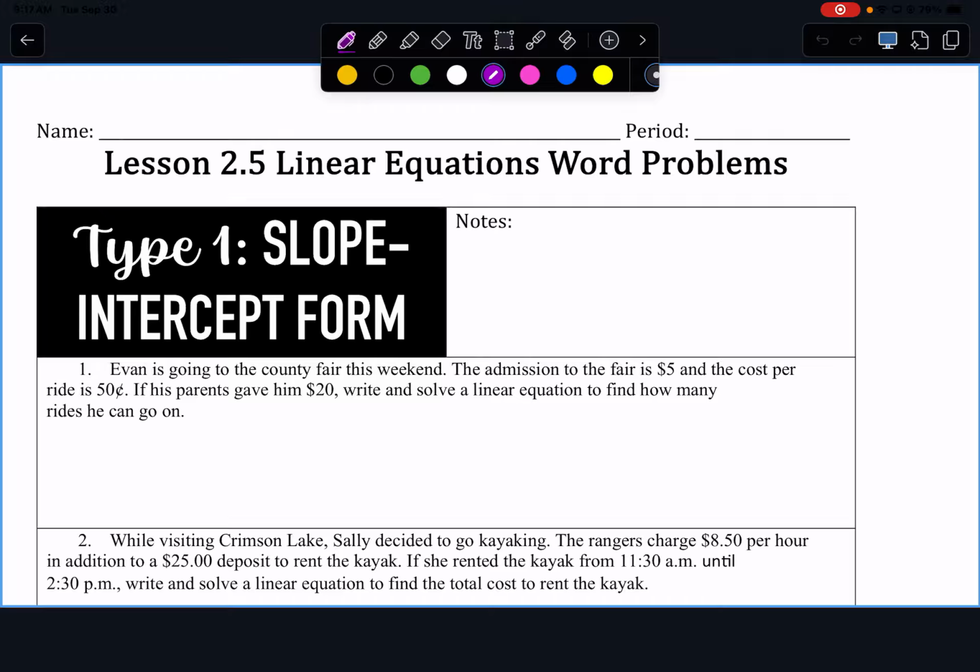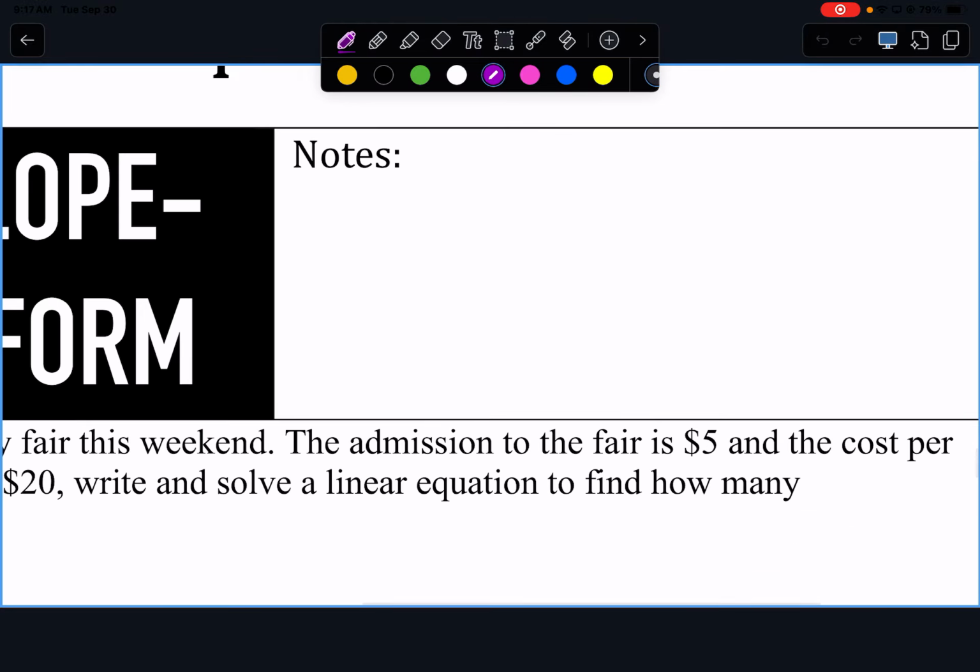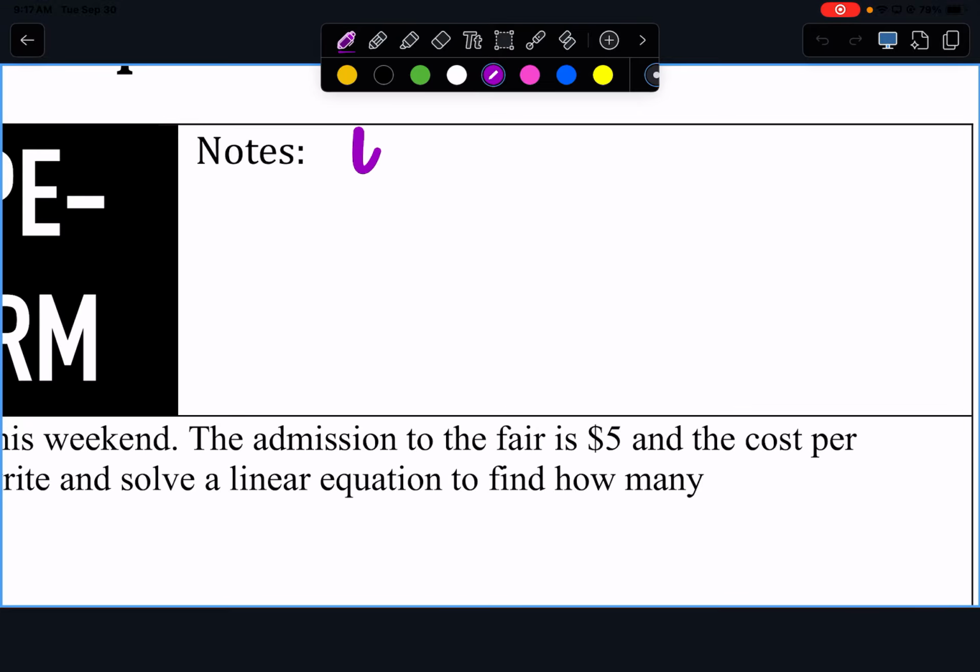It will be 1 part, probably like 10 questions, because I want us to be able to finish it in 1 day. So now we're going to go ahead and get started with type 1 of our word problems. They are slope-intercept form word problems. What is slope-intercept form? It's y equals what?